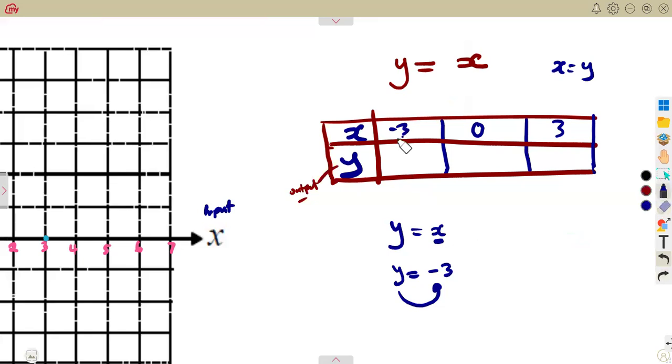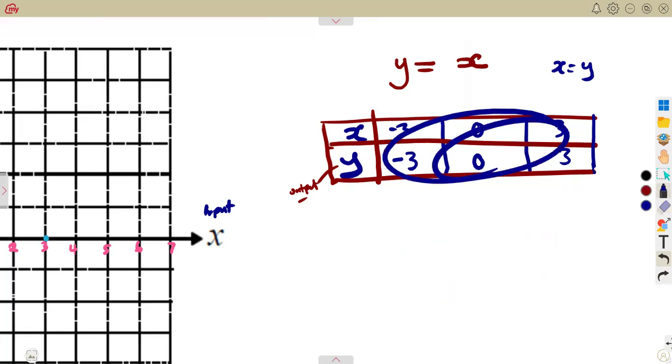So if x is -3, y is also going to be -3. The same, if x is 0, y is going to be 0 also. If x is 3, y is going to be 3 also. You just substitute in place of x. So in place of x, if you substitute a 3, y is going to be 3. So that part, we do not see the effect because they are just the same. So this is it. Do not worry about that.